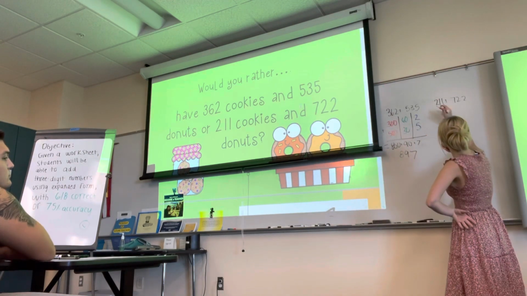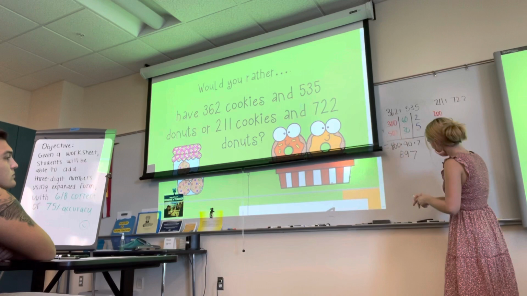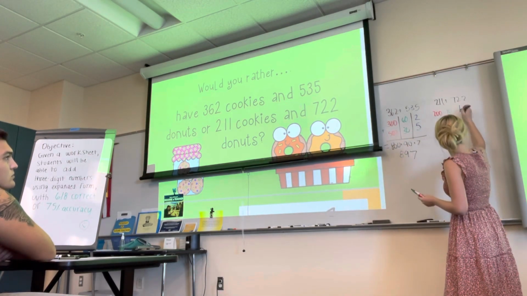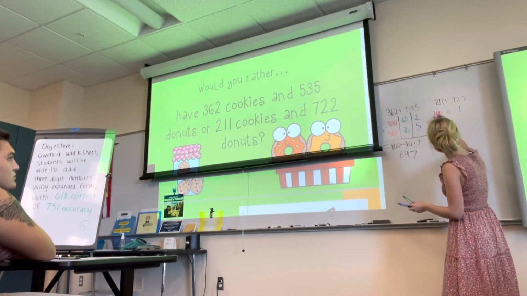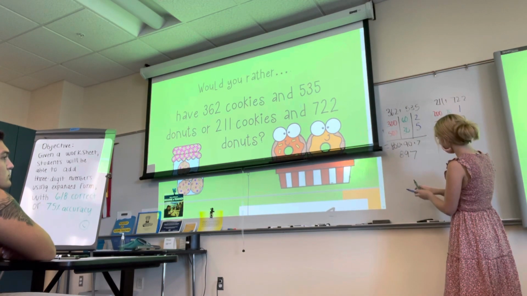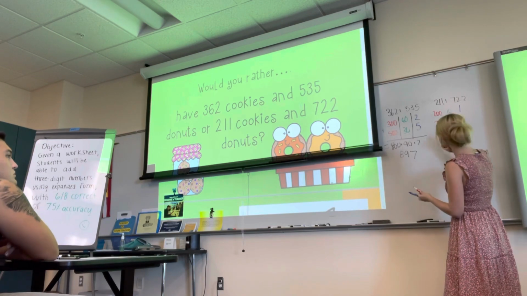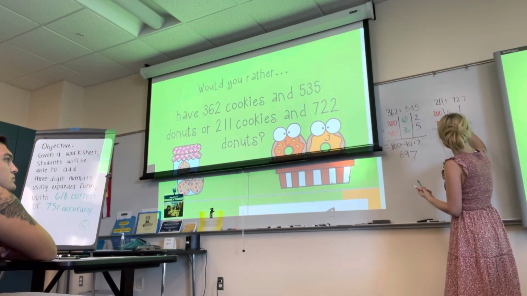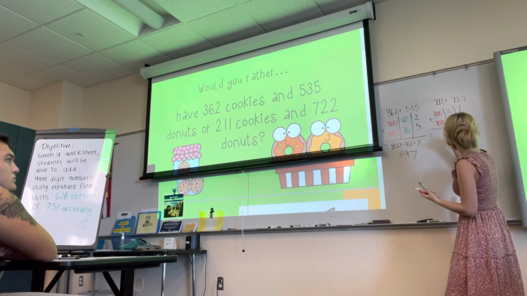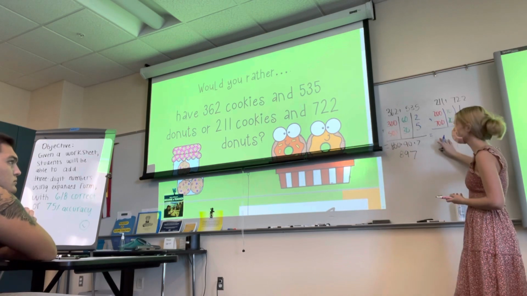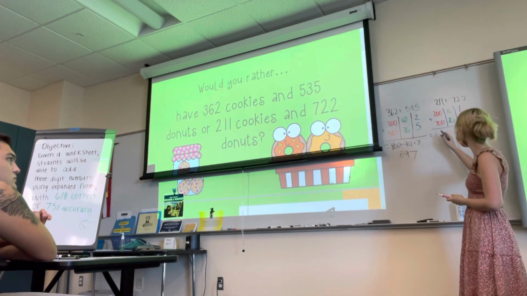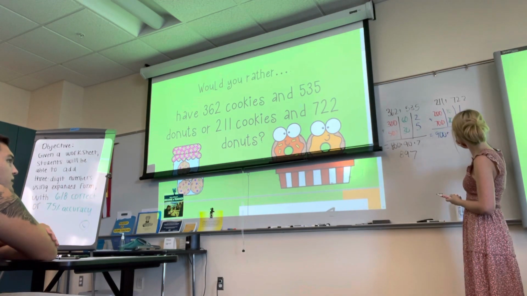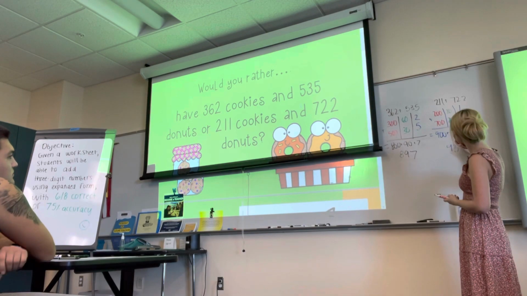We're going to break 211 down by its place values. 200, 10, and 1. 722, 700, 20, and 2. Let's add these place values. Joseph, what is the hundreds added together? 900. What about the tens? 30. And what about the ones? 3. And that in standard form is 933.